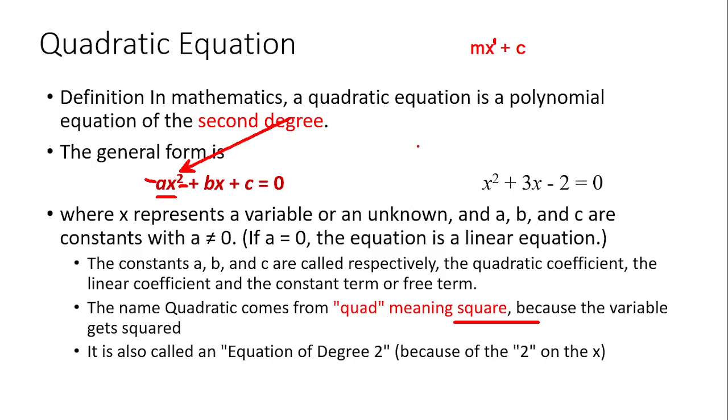Suppose you had ax cube, then it is called third degree, or also called a cubic equation. Here we are not interested in the cubic equation, but only restricting ourselves to the x square equation. So this, ax square plus bx plus c, is also called a second degree equation, or generally called the quadratic equation.